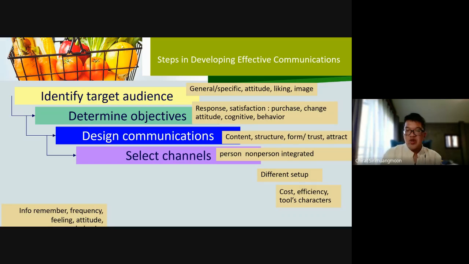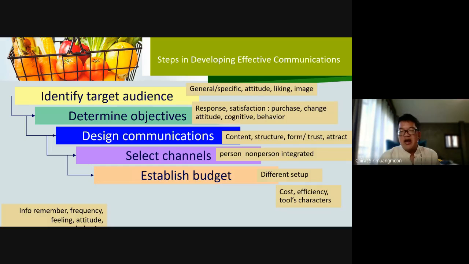Next one, after you have designed communications and have the person who will talk, then select the channel. Channel here can be three things: it can be the person, like just normal people; non-person, where you use other channels, not just person to person; or sometimes you need to integrate. One tool might not be enough, so try to combine many tools together, which should be better in some cases.